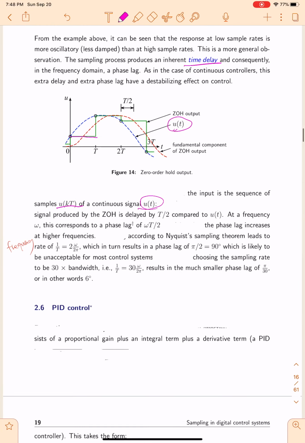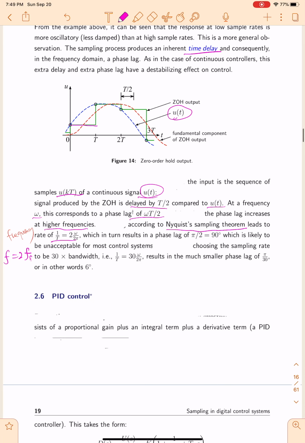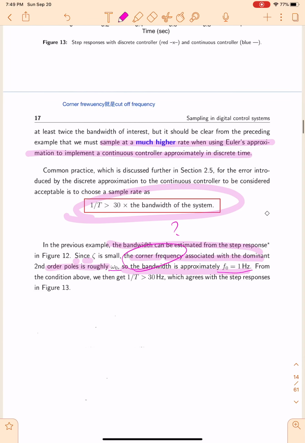So the phase is T/2 compared to the original signal, and at a frequency of omega, this corresponds to a phase lag of omega T divided by 2. Phase lag increases with higher frequency, and according to the Nyquist sampling theorem, because T times f_s equals 2 omega divided by 2 pi, it will be 2. That's the Nyquist sampling theorem.